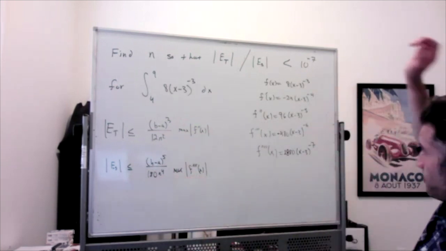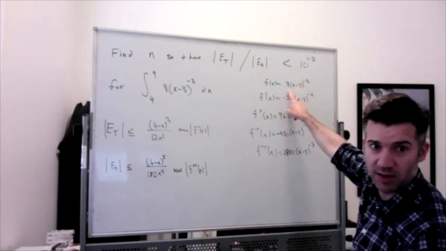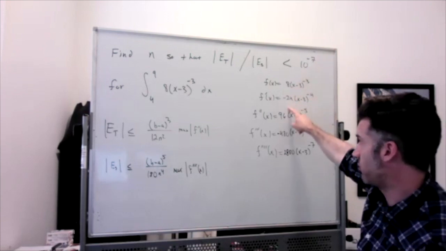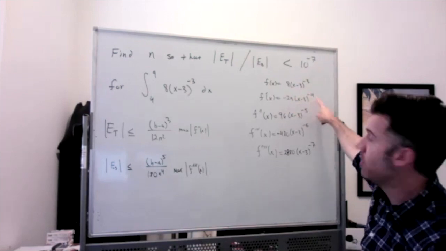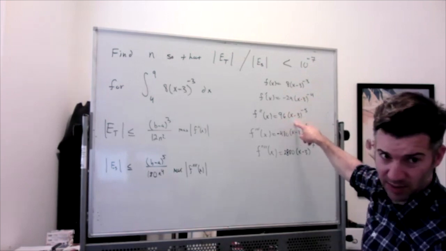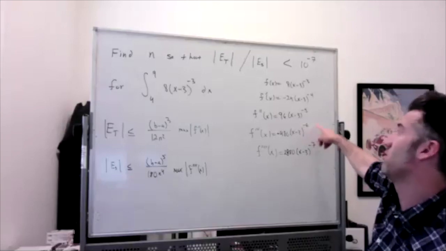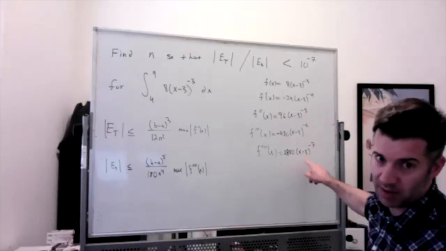The function is 8 times (x minus 3) to the negative third. The derivative is negative 24 times that to the negative fourth. The derivative of that is negative 4 times that, so 96 times (x minus 3) to the negative fifth. The derivative of that is negative 480 times (x minus 3) to the negative 6. And the derivative of that is 2080 times (x minus 3) to the negative 7.